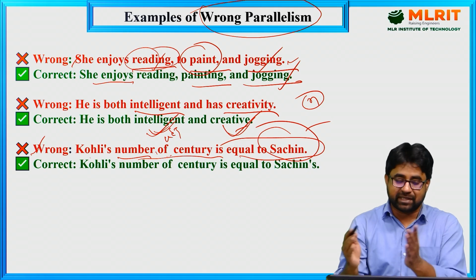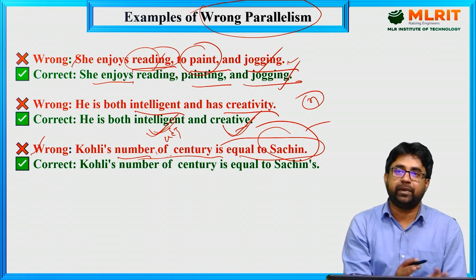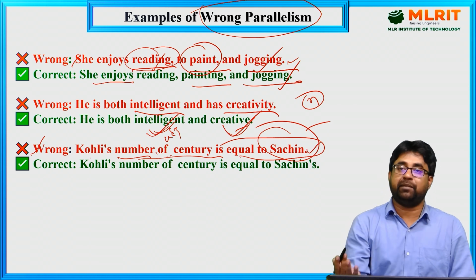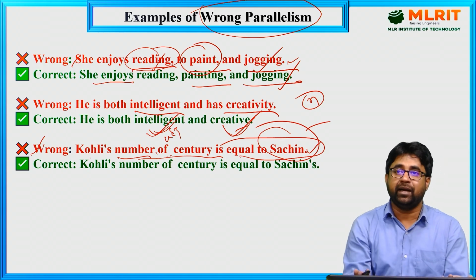Now there are two different elements. Sachin is a person, a cricketer, and number of centuries is a statistical thing. We cannot compare both of them, right? So what should we compare? Sachin's number of centuries and Kohli's number of centuries. Both are the same kind of thing. We should compare them.